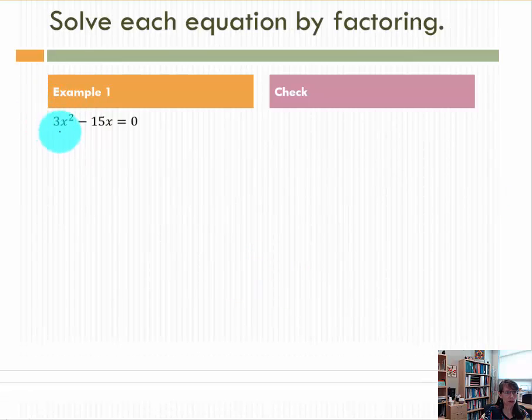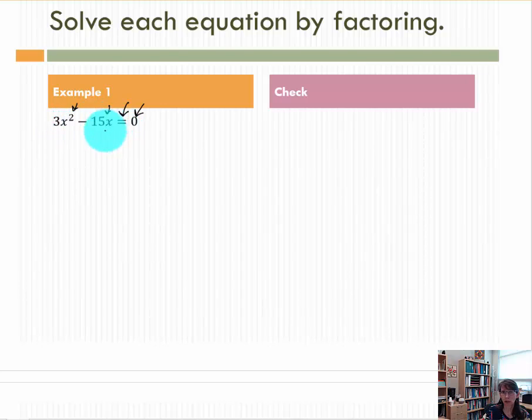Our first example is 3x squared minus 15x equals 0. Notice this is very similar to the trinomials and other polynomials that we were factoring, but now we have equations. So we've definitely got the equal sign here. To be in standard form, one side of the equation must be equal to 0, and the other side should be written from highest to lowest power. So we have x squared and x to the first. That looks like it's in the right order.